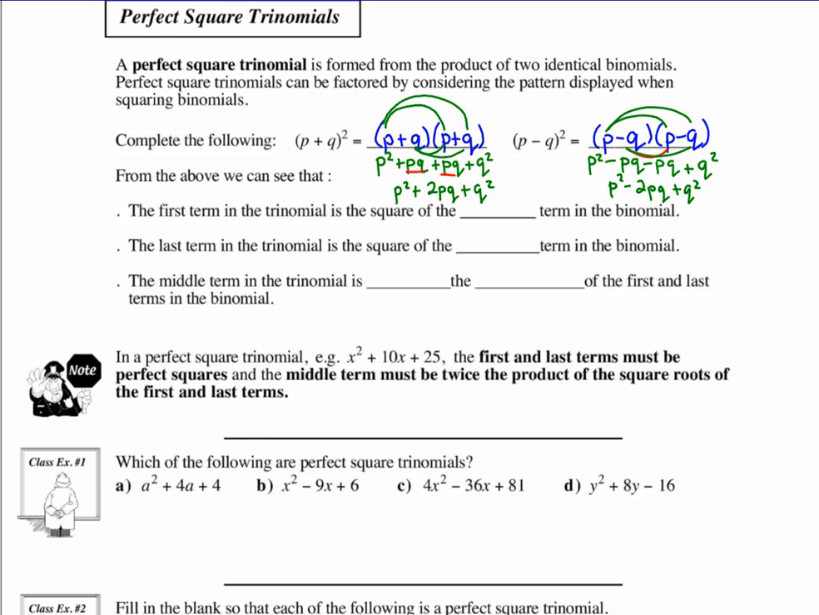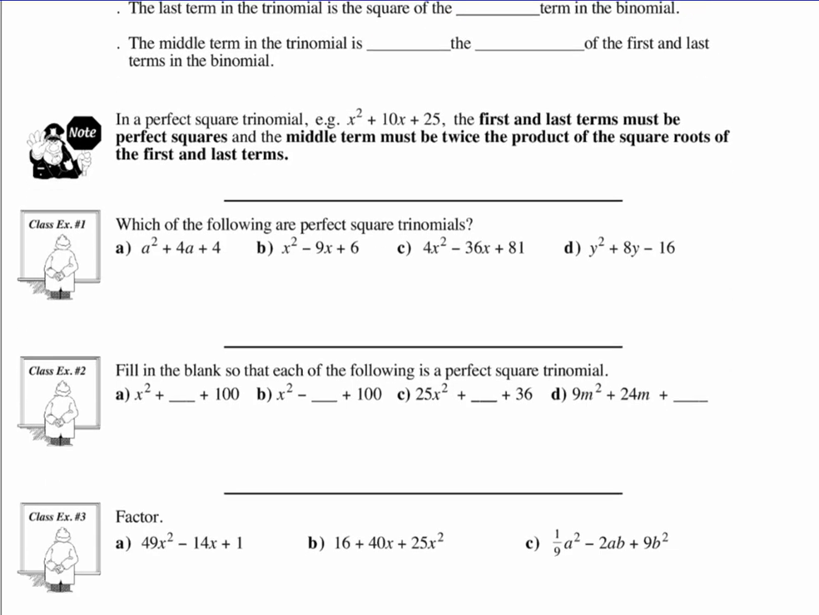So if you have a perfect square, the last term and the first term, you should be able to square root them. It's not always going to be a perfect square, but looking at, for example, example one, this could possibly be a perfect square because can you square root the first and the last? Yeah, they're both perfect squares. So what's the pattern? Well, let's take a look here.